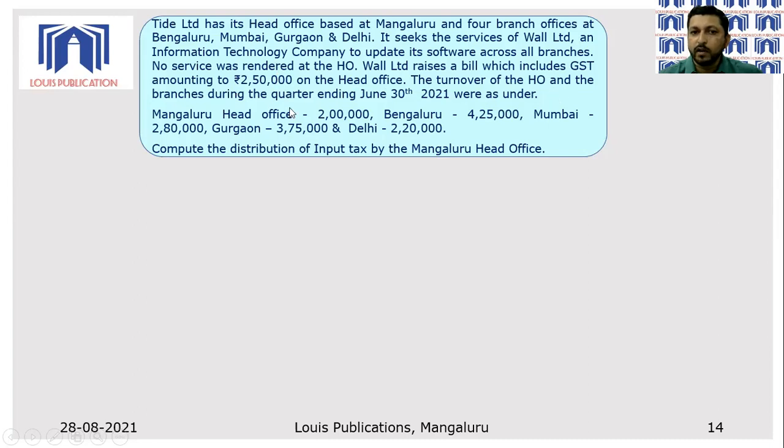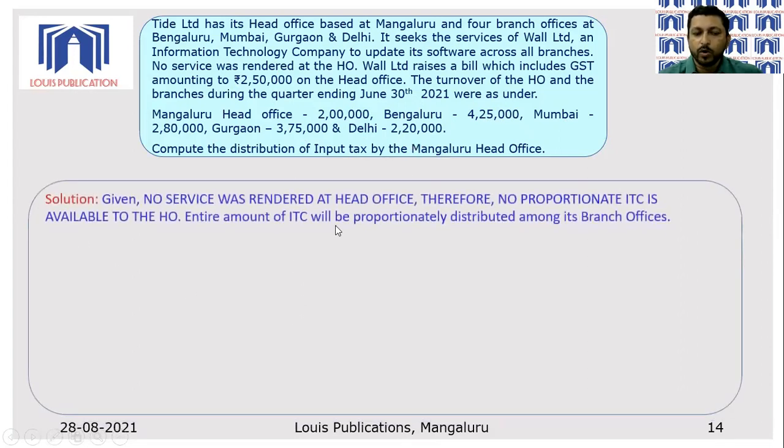The turnover of the head office and branches during the quarter ending 30th June 21 were as under. Mangalore head office 2 lakh, Bengaluru 4,25,000, Mumbai 2,80,000, Gurgaon 3,75,000, Delhi 2,20,000. Compute the distribution of input tax by Mangalore head office.